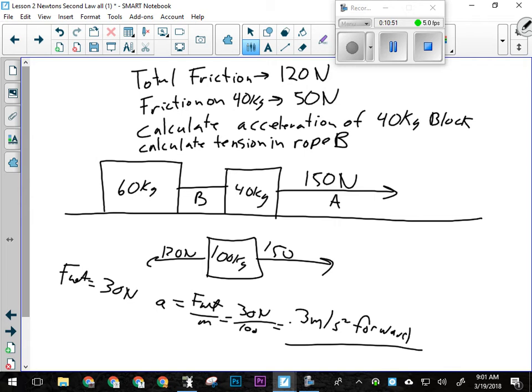They tell me how much friction is acting on just the 40 kilogram block. So I should be able to figure out the acceleration there. Let me give you a few more minutes. Sorry, not the acceleration, the tension in cable B.